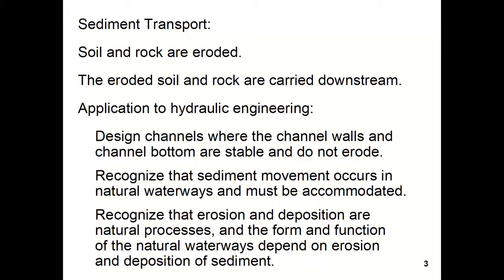Just talking briefly about sediment transport. Soil and rock are eroded. The eroded soil and rock are carried downstream. The application to hydraulic engineering is that you design channels where the channel walls and channel bottom are stable and do not erode. Then you recognize that sediment movement occurs in natural waterways and must be accommodated. Recognize that erosion and deposition are natural processes, and the form and function of the natural waterways depend on erosion and deposition of sediment.